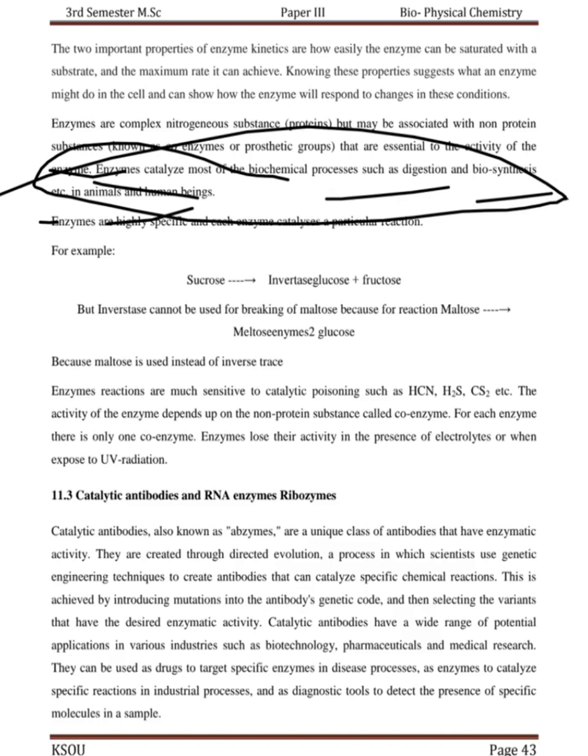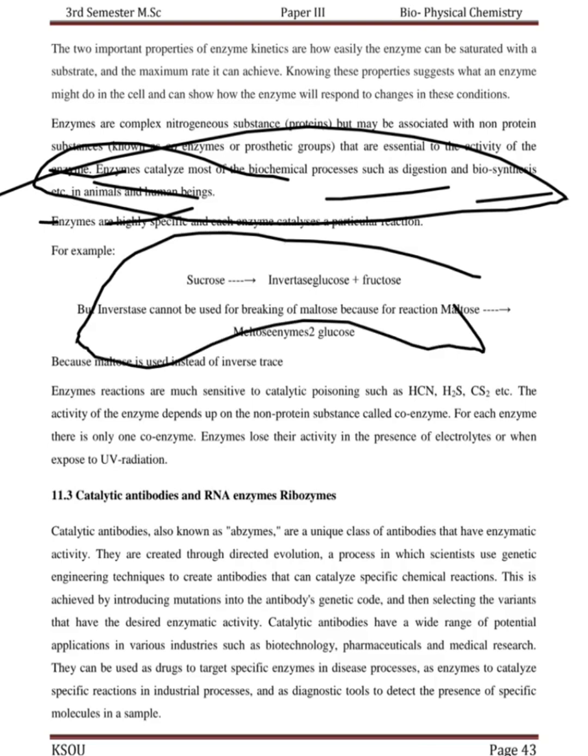And for example, sucrose gives glucose plus fructose. Here it cannot be the breaking of maltose. This is the process which is taking place inside the body, a small example given for glucose. And one more, enzyme reactions are very sensitive to catalytic poisoning such as hydrogen cyanide, hydrogen sulfide, and carbon disulfide, etc.